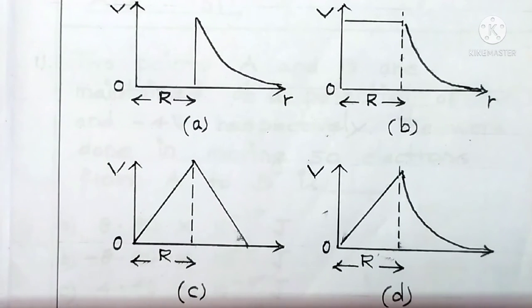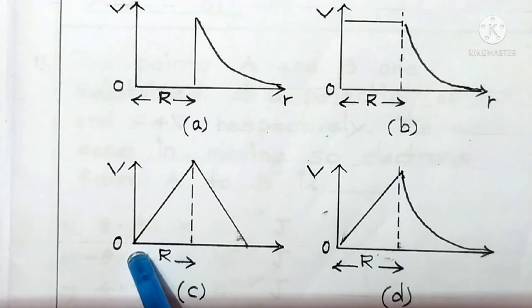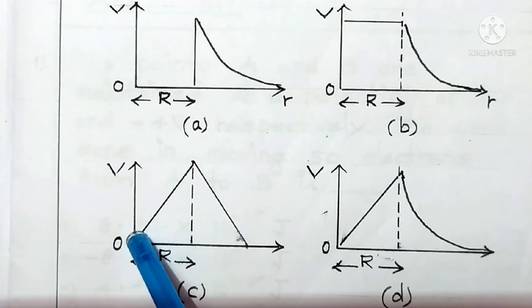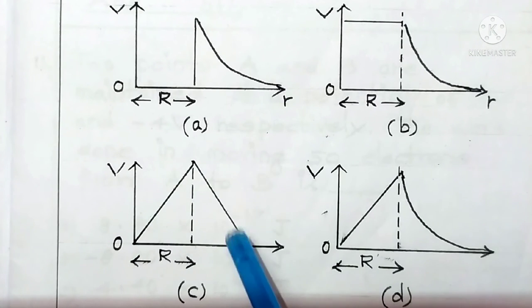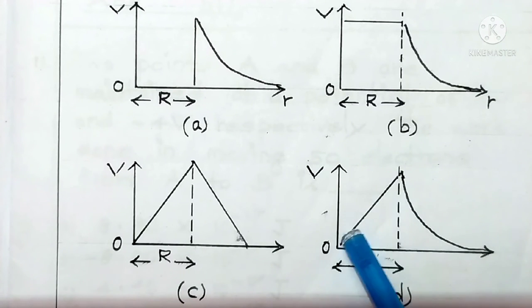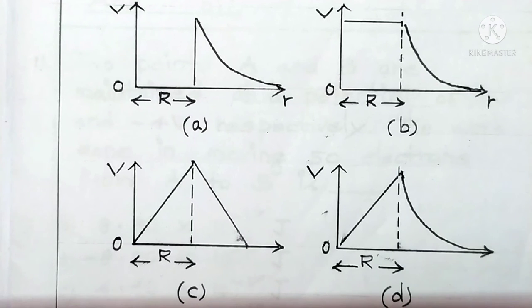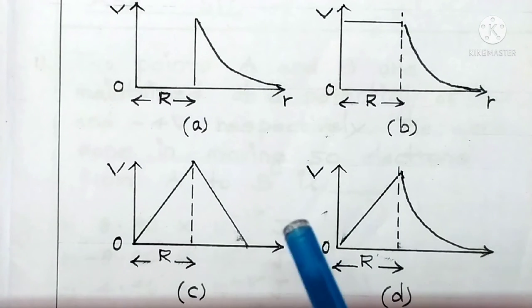Now let us move on to the third option, that is C. As per this graph, within the spherical shell, the electrostatic potential increases, but outside the shell it decreases. Option D, it says inside the shell the potential increases, but outside it decreases. These are the 4 graphs given for us. Now let us solve it and see which graph represents the correct thing for this question.